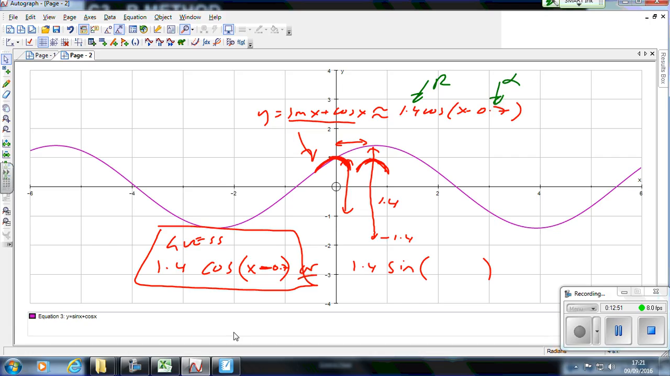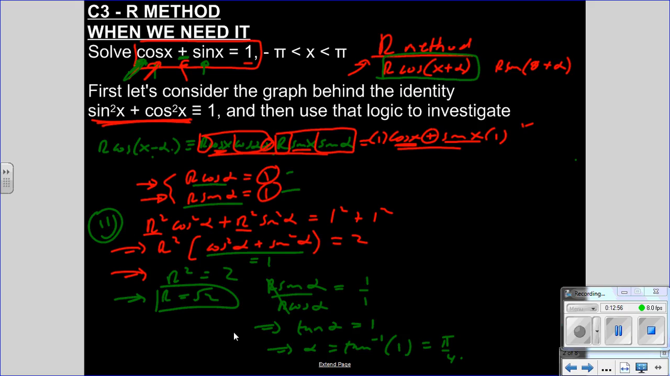I guessed that it was 0.7. So yeah, I'm pretty close. I'm happy with that. That's fantastic. So that's a double smiley face. So there we go. We've got alpha.